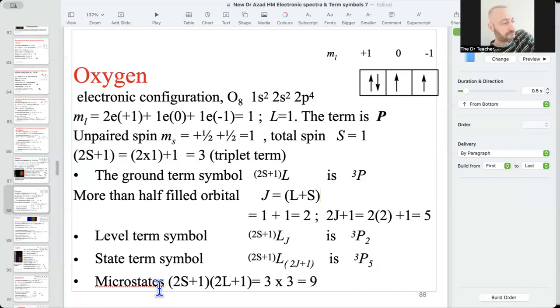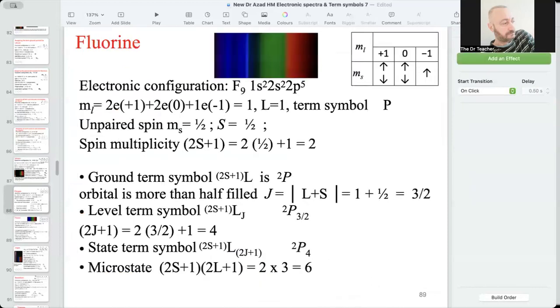Number of microstates, okay? Microstates number will be 2S plus 1 times 2L plus 1. So 2S plus 1 is 3. 2L plus 1, 2 times 1 plus 1, will be 3, so the result will be 9. So 9 arrangements for these four electrons.